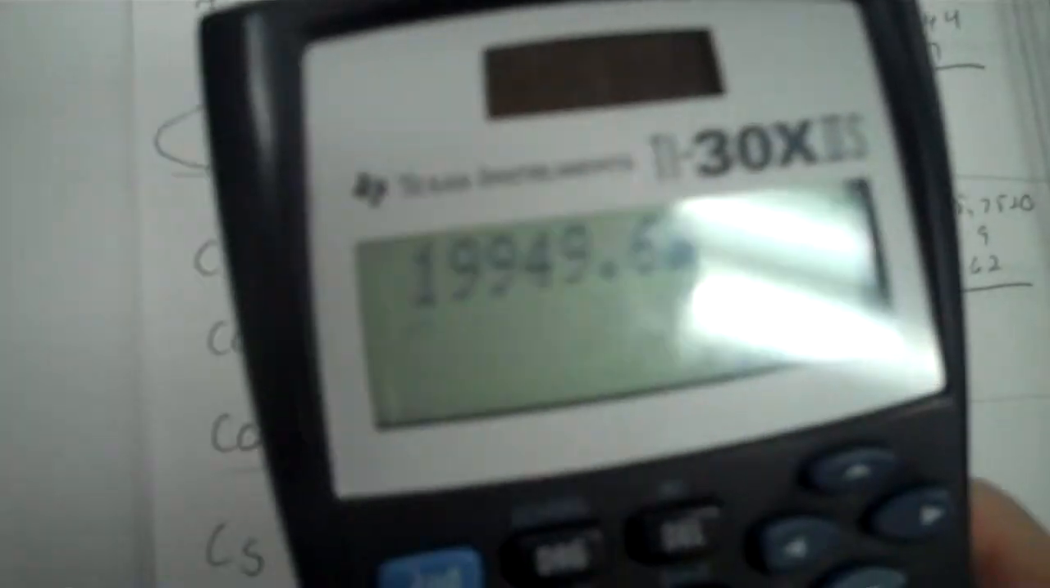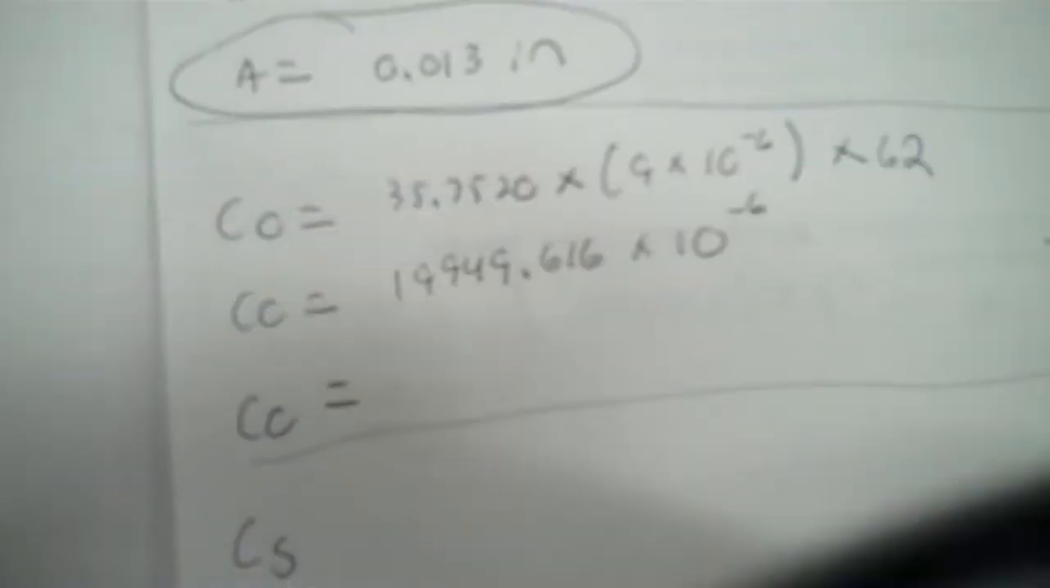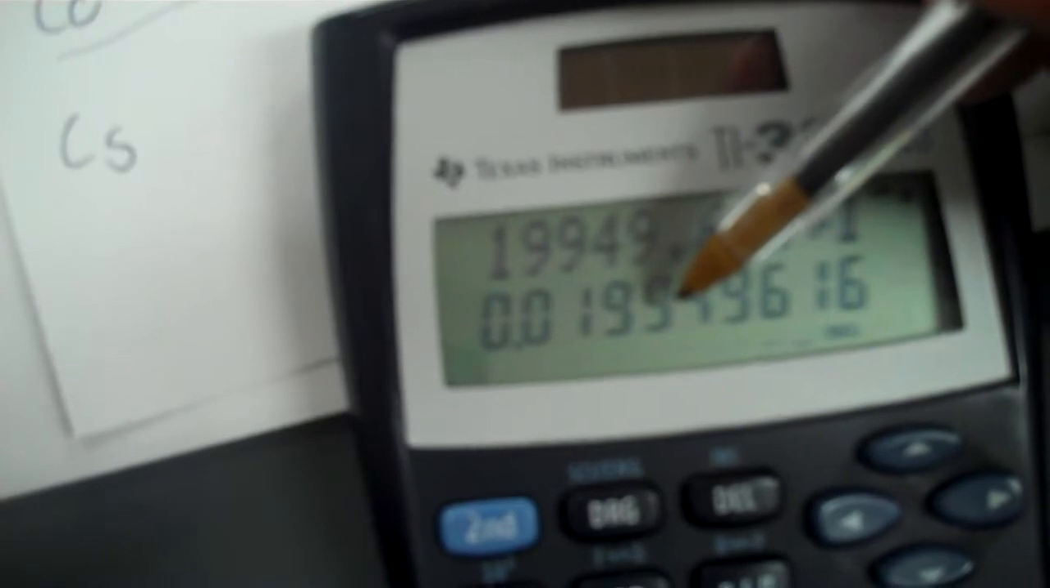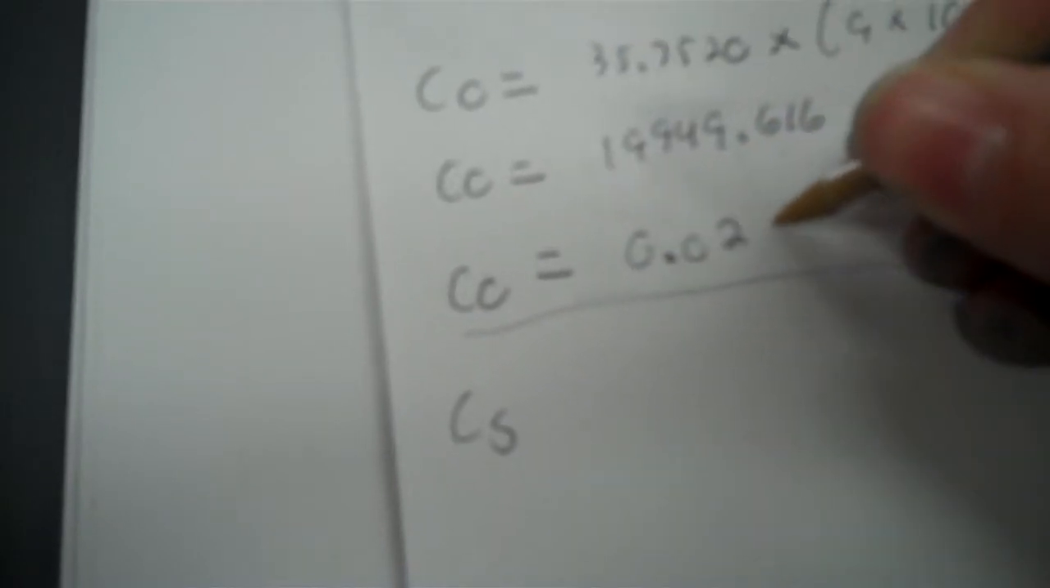Now, again, they want it in standard decimal form, so I punch that in: 19949.616 times 10 to the power of negative 6. Okay, so there we are. Now I can round it 3 digits because that is my answer. 0.019, and if there's a 9 after it, it'll go to 0.020 inches.